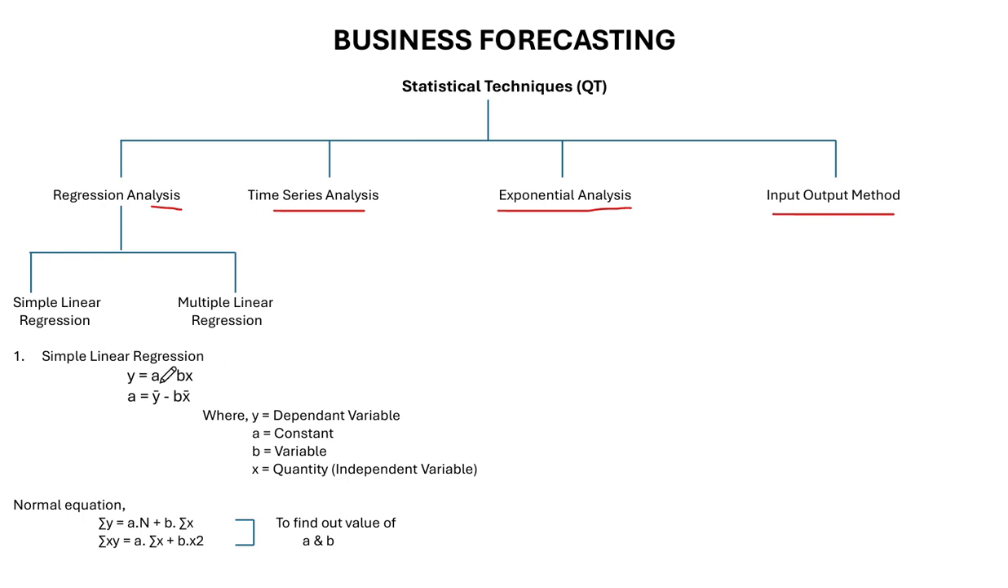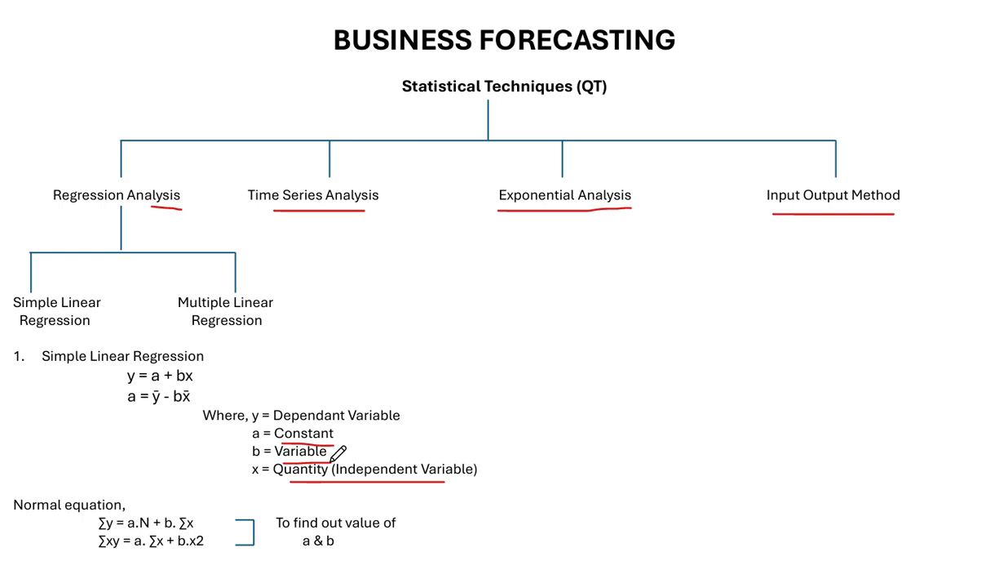The formula for this is y is equal to a plus bx. We can say a is equal to y bar minus b x bar, where y is equal to the dependent variable, what we want to predict. X is equal to the independent variable, a is equal to the constant, and b is equal to the slope, that means the rate of change.